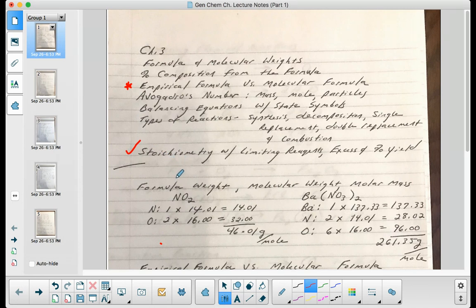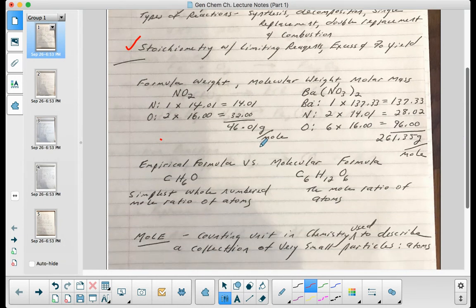So the first thing, formula weight, what is it? Well, we dealt with it some in our lab on gravimetric analysis. So what is the formula weight? It goes by a couple different names, either formula weight, molecular weight, or molar mass. Those names are used interchangeably. So if I have the molecule NO2, how do I figure out the molar mass of that compound?